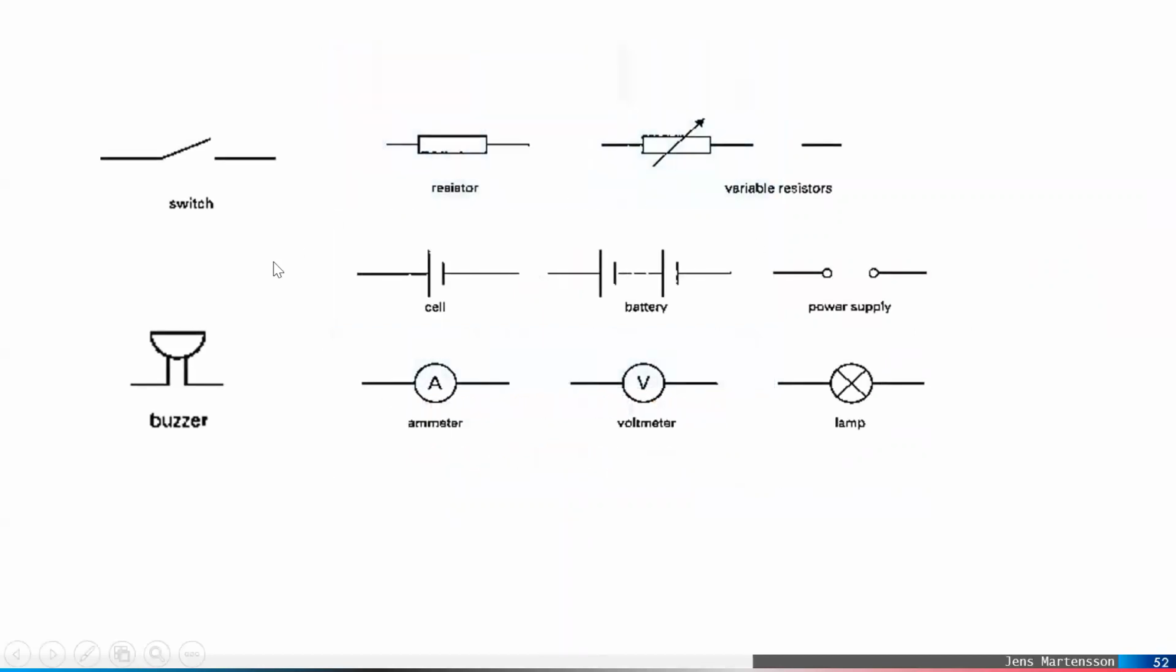Here you have a lot of circuit symbols which represent the switch, which is an open switch, and this is a resistor, and this is a variable resistor, and a buzzer which makes sound, and a cell or a battery, power supply, a bulb or a lamp, a voltmeter, and an ammeter.